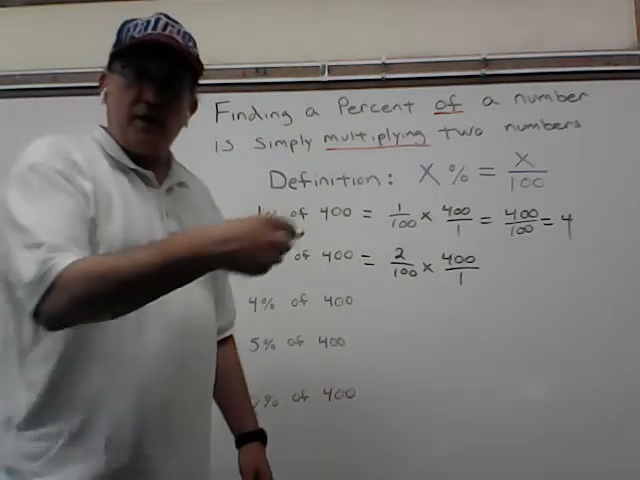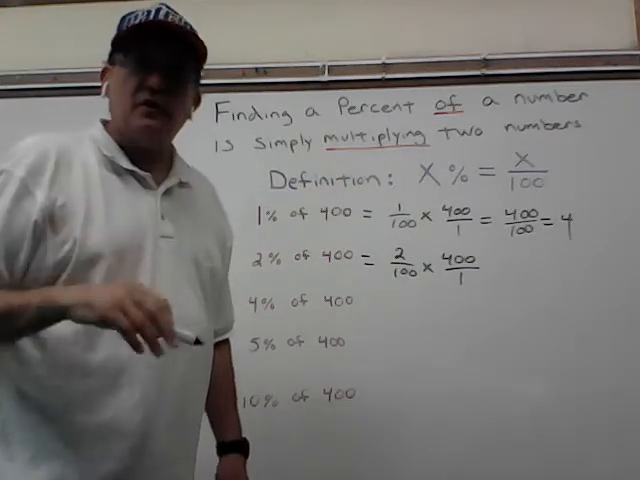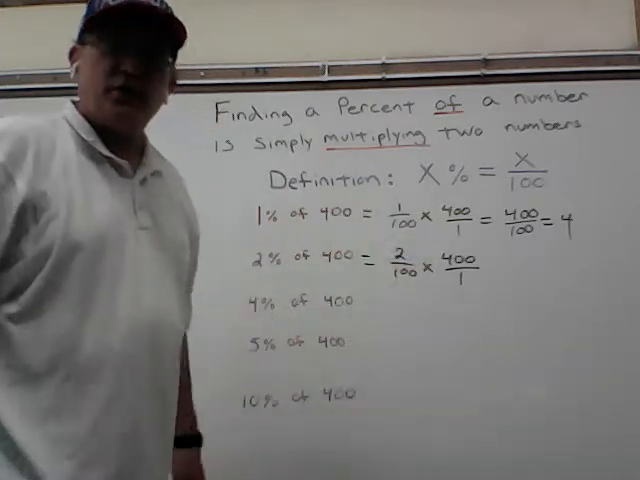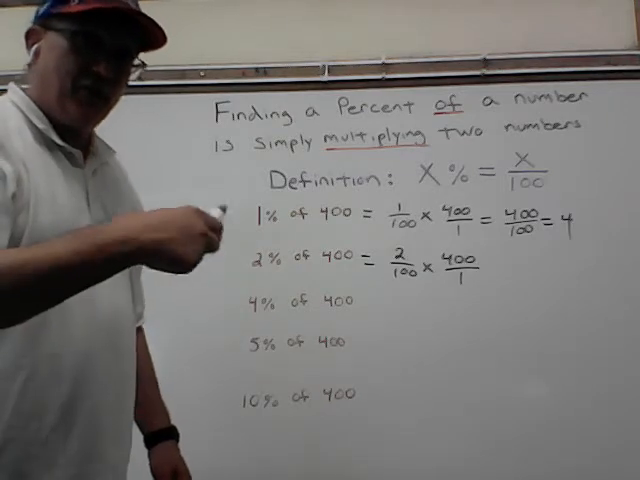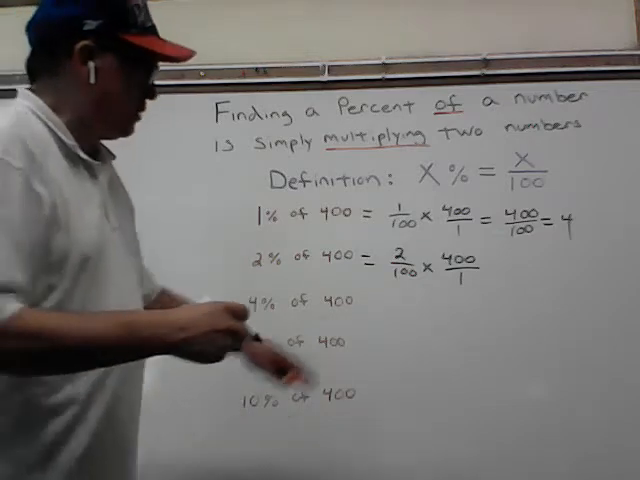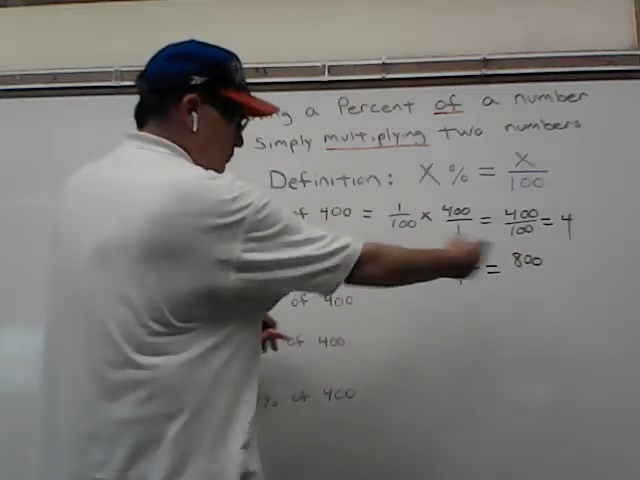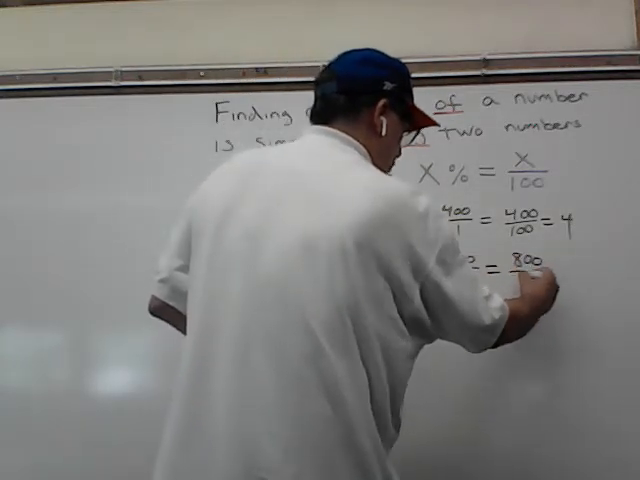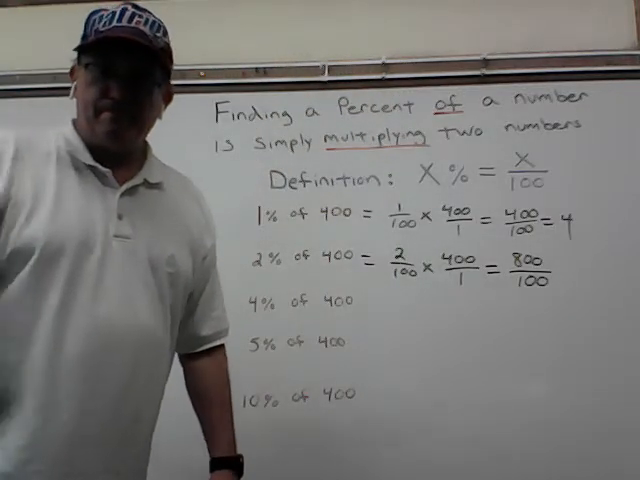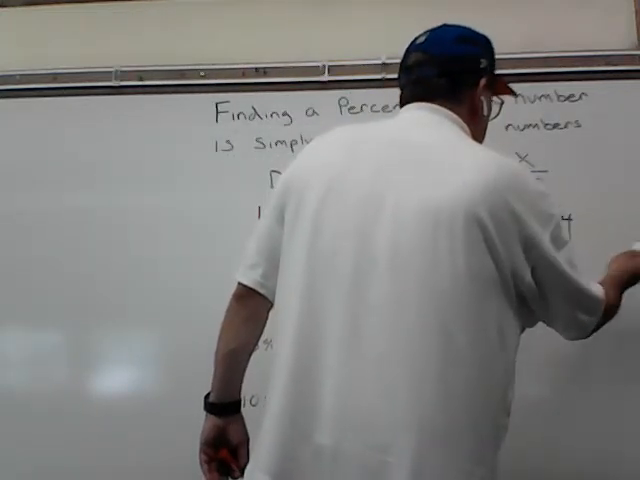Now, you may be wondering as you look at the first couple here, could I cancel? Yes. But let's just stick with the old multiply across the top and bottom. The canceling is not that much easier in this case. It might even, in these cases, make things a little bit more complex. Let's just multiply across the top and bottom now. 2 times 400 over 100 times 1. We have 800 over 100. As a division, 800 divided by 100 is 8.